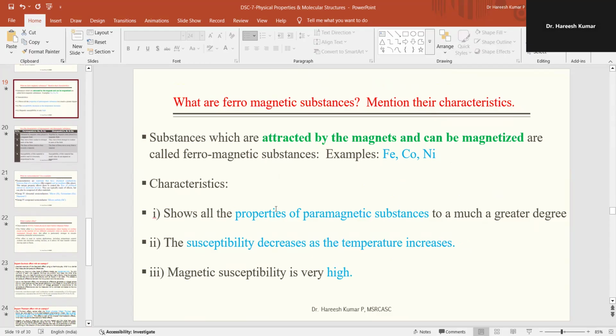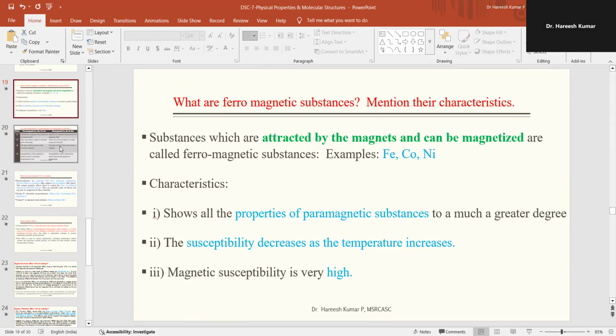If we look at the characteristics, they show all the properties of paramagnetic substances to a much greater degree. The susceptibility decreases as the temperature increases. Magnetic susceptibility is very high.